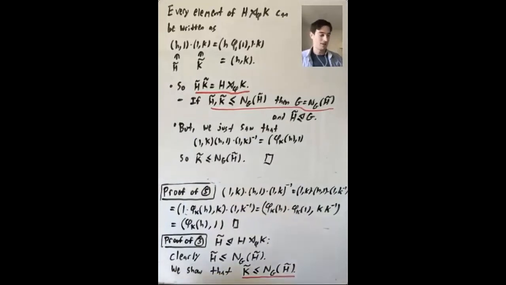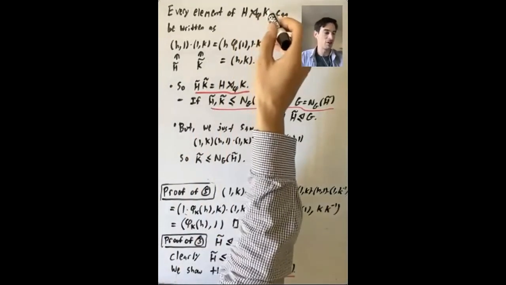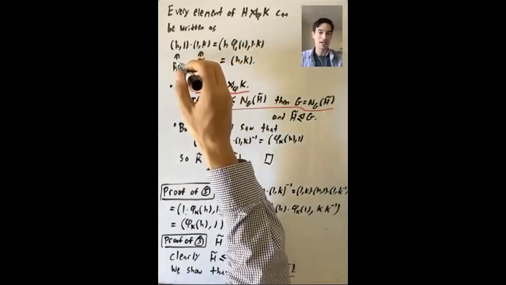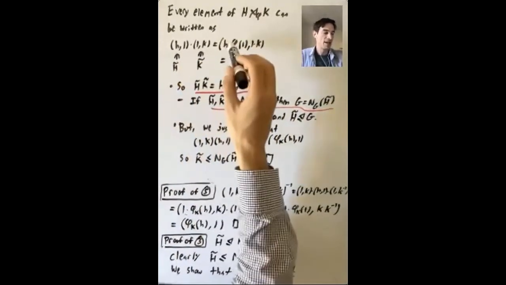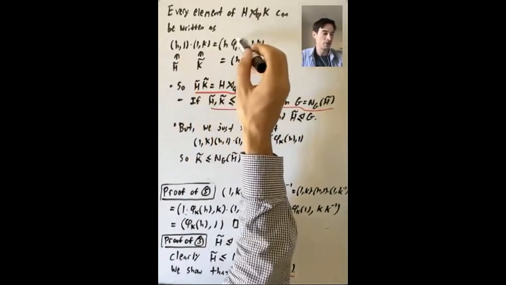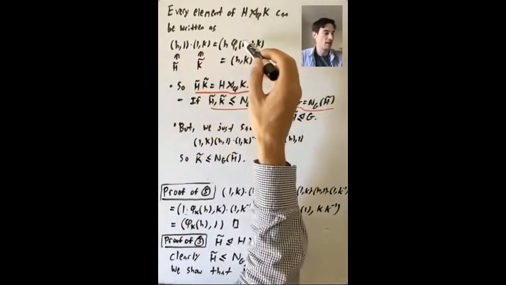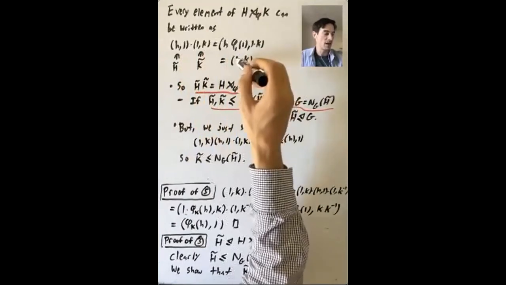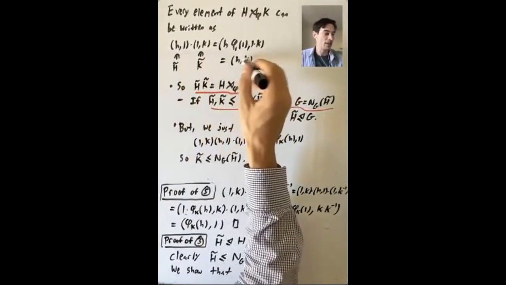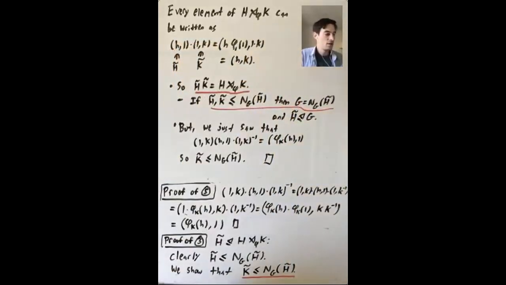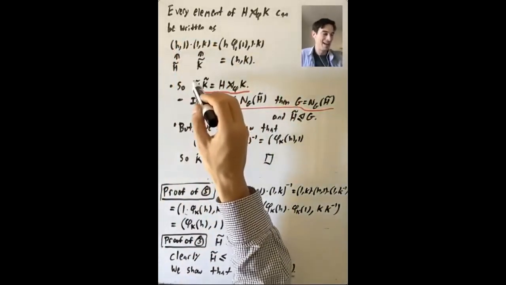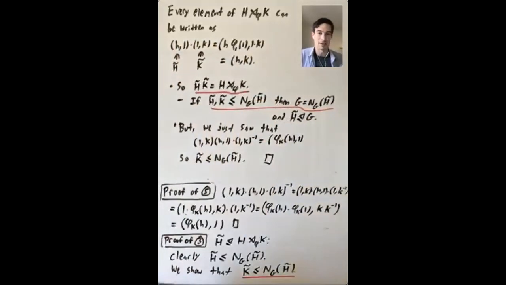Let's finish the proof that H tilde is a normal subgroup of the semidirect product. First, let's note that every element of the semidirect product can be written as something in H tilde times something in K tilde. Why is that? Well, (h,1) times (1,k) is (h times phi_1 applied to 1, which is just the identity, k). So h times 1 times k is just (h,k). So any element (h,k) can be written as something in H tilde times something in K tilde. The product set H tilde K tilde is the whole semidirect product.